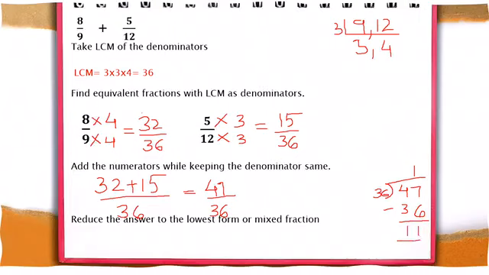So how do we write a mixed number? I will write it right here itself. 1, the quotient, will come as the whole number. The remainder will come in the numerator and the divisor will remain the denominator. So our final answer will be 1 11 by 36. This is our final answer, students.